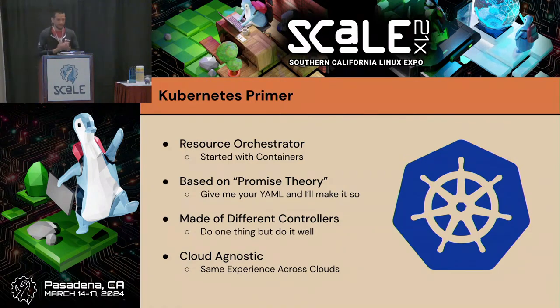If you are interested in things outside of Kubernetes, outside of containers, you can look at things like the Crossplane project, where they're orchestrating things outside of Kubernetes, but using Kubernetes APIs. And Kubernetes is based on something called the promise theory, right? Give me your YAML and I'll make it so, sort of thing.